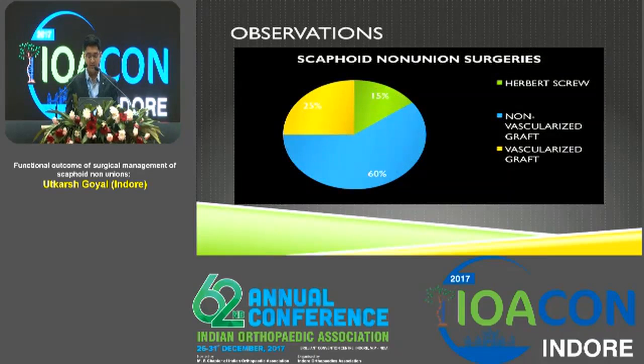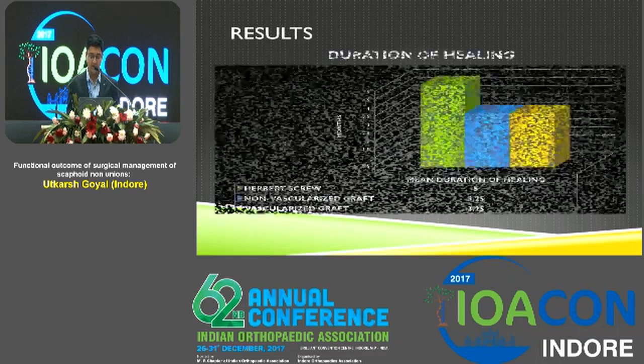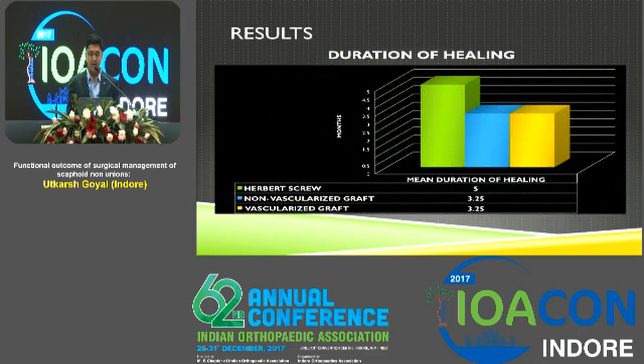Regarding observations for surgeries, 3 cases were operated with Herbert screw. Non-vascularized graft was used in 12 patients and 5 vascularized grafting was done. Results of the study were: duration of healing was 3.25 months in non-vascularized and vascularized graft. Herbert screw took 5 months.